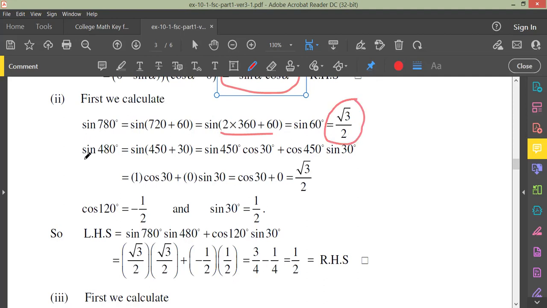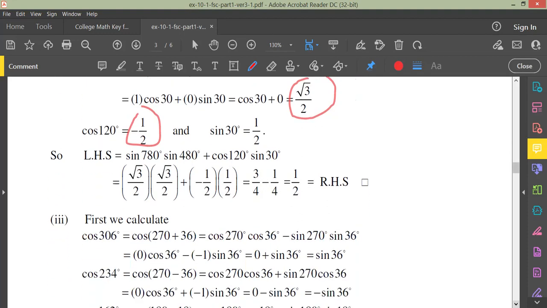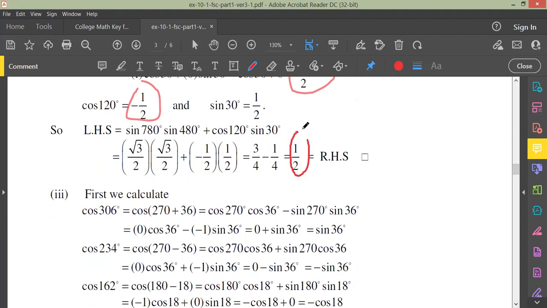Similarly, we will break sine 120, which will be equal to square root of 3 by 2. Cos 120 we know is equal to minus 1 by 2 and sine 30 is equal to 1 by 2. After putting these values, our final answer will be equal to the right hand side.